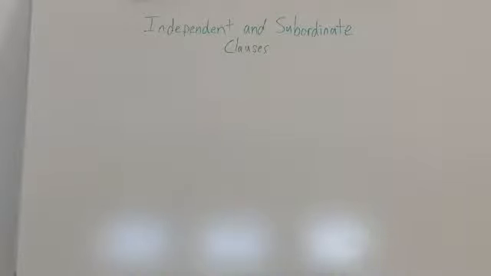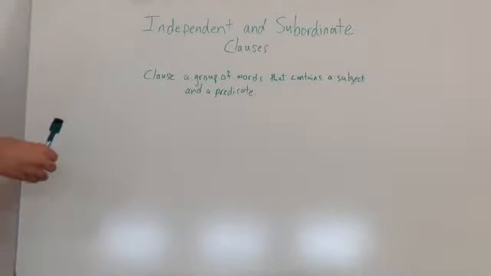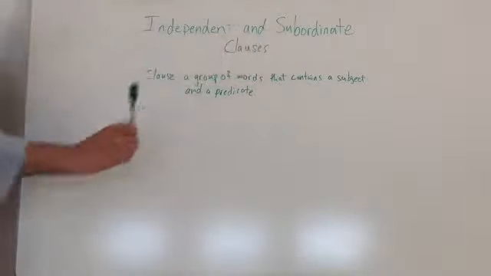Hello. This video will teach you about independent and subordinate clauses. We'll start with what is a clause. A clause is a group of words that contains a subject and a predicate. There are two kinds of clauses, independent and subordinate clause.